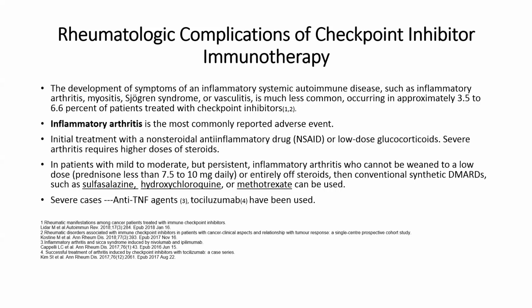So inflammatory arthritis is the most commonly reported adverse event. Initial treatment is with non-steroidal anti-inflammatories or low-dose glucocorticoids. Severe arthritis may require higher doses of steroids. In patients with mild to moderate but persistent inflammatory arthritis who cannot be weaned off steroids or tapered down to a lower dose, conventional synthetic DMARDs such as sulfasalazine, hydroxychloroquine, or methotrexate can be used. And in severe cases, anti-TNF agents or tocilizumab have actually been used successfully.